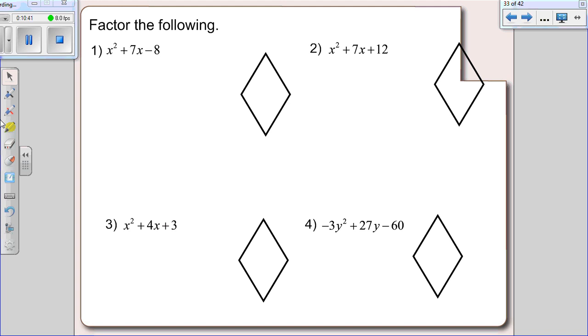Excellent. To do diamond method, I need to understand that there's a thing called general form, where you have ax squared plus bx plus c.